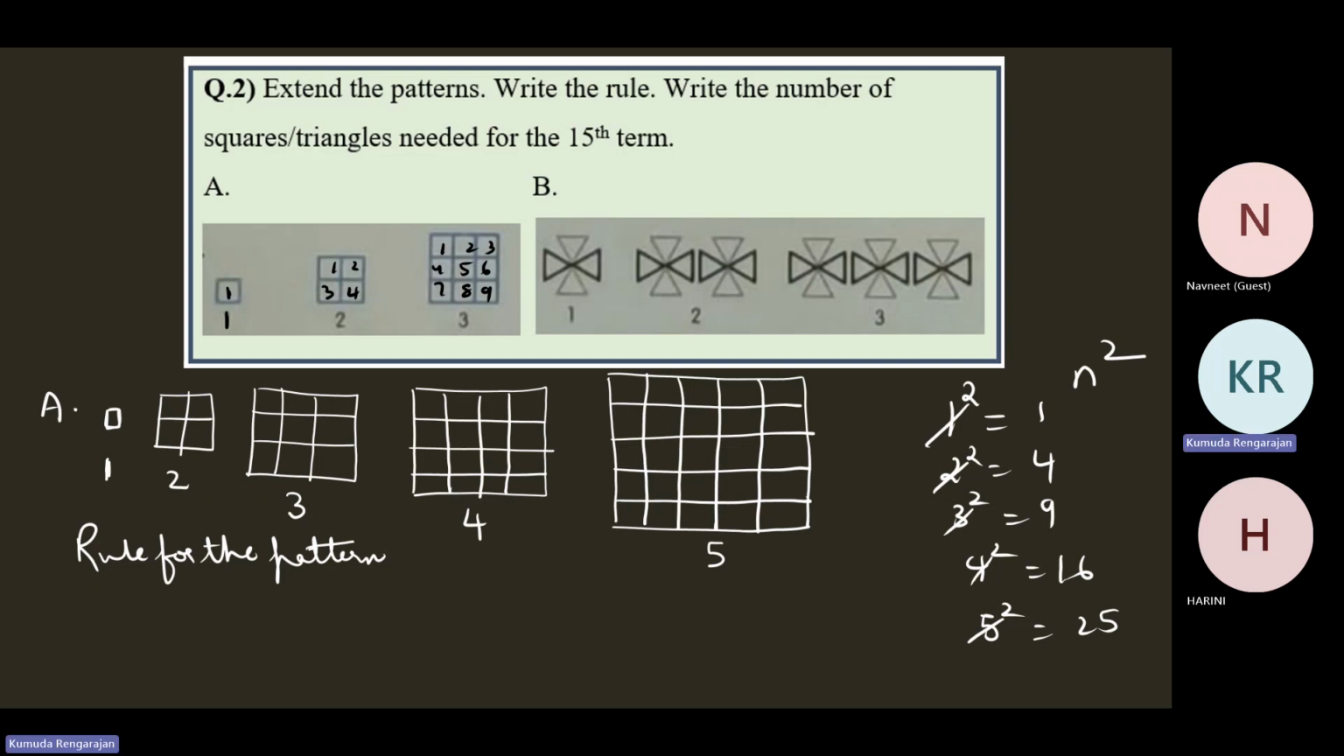What did you do? 1 square, 2 square, 3 square, 4 square, because the first one has 1 into 1, 1 square. The second one has 2 into 2, 4 squares. The third term has 3 into 3, 9 squares, and so on. So whatever the position, first position, 1 square. Second position, 2 square. Third position, 3 square. So the rule is n square. 1, 2, 3, 4, 5 should be replaced with n. The rule for the pattern is n square.